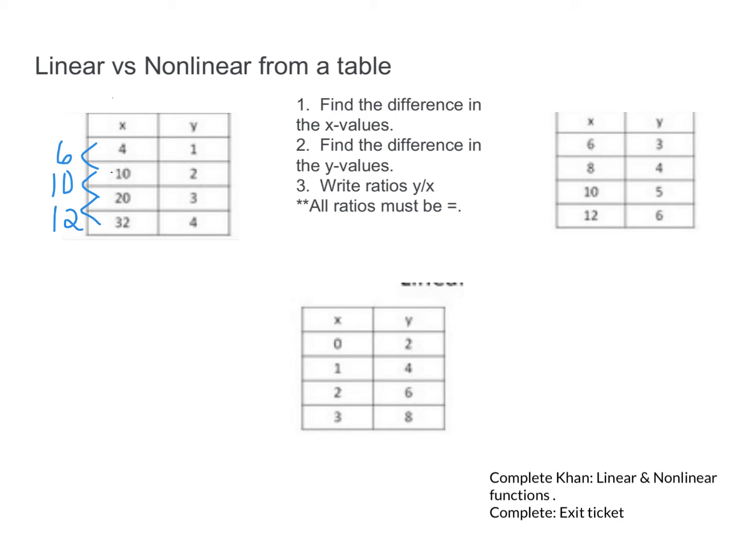And we're going to find the difference in the y values. The difference from 1 to 2 is 1. 2 to 3 is 1. 3 to 4 is also 1. Then we're going to write the ratios. We always write the y over the x. So the first ratio is going to be 1 over 6. The next is going to be 1 over 10 and 1 over 12.